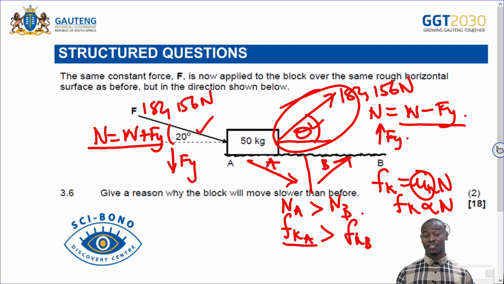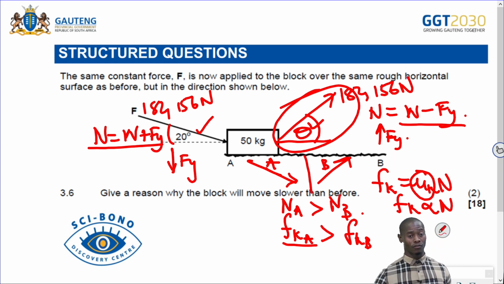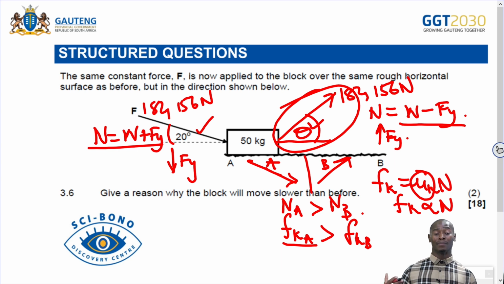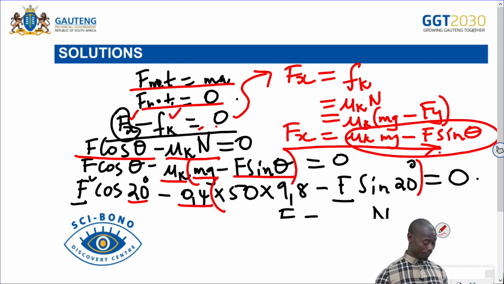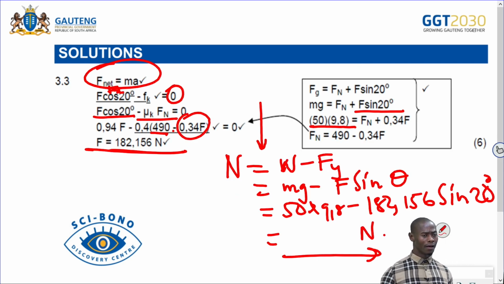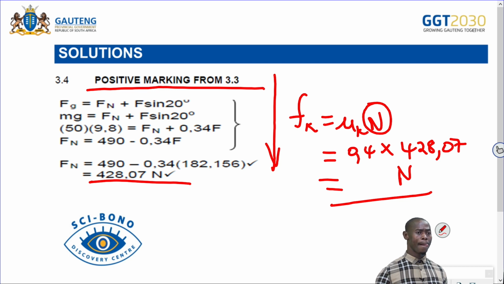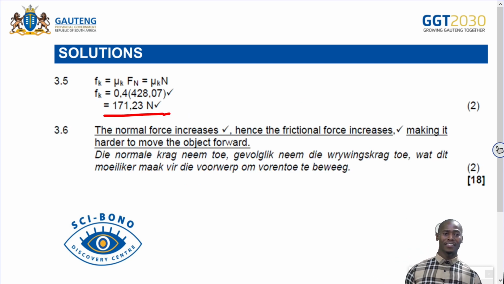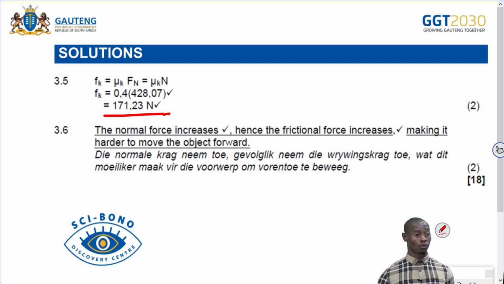Obviously, if it experiences more frictional force, we are expecting it to move slower than before. So here it's about the issue of the normal force, from normal force to friction, and then the friction is what is going to determine whether an object will move faster than before or slower than before. In this case, it will move slower than before because it experiences more frictional force. So that is our first structured question. The normal force increases here, hence frictional force increases, making it harder to move the object forward. So that is your 3.6.